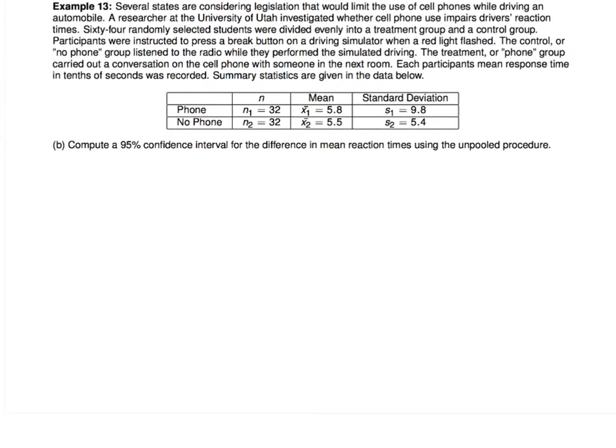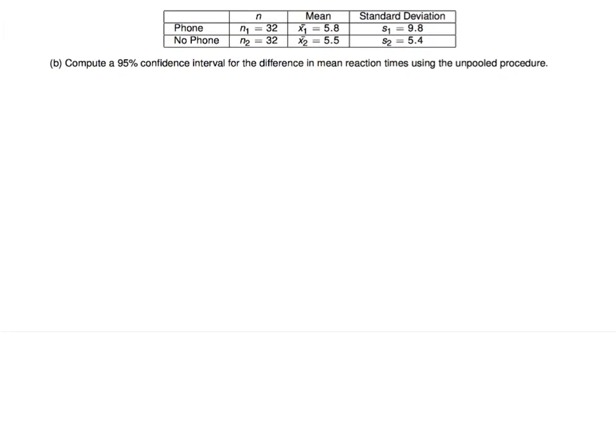So find a 95% confidence interval for the difference in mean reaction times using the unpooled procedure. So just keep in mind that our confidence interval is going to be of the form x1 bar minus x2 bar plus or minus some t star multiplier times the standard error of x1 bar minus x2 bar. Okay, so first of all, let's talk about that t star.